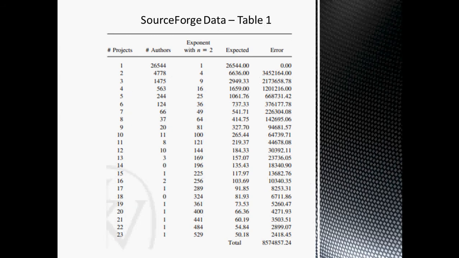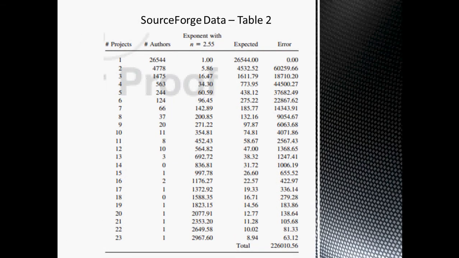Each author is given a unique developer ID when they register with SourceForge. An analysis similar to the LSM data was conducted on SourceForge data. Again, in Table 1, when the exponent of n is equal to 2, the error rate was off the charts. In Table 2, when the exponent of n equals 2.55, the error rate was drastically reduced to 226,010.56.